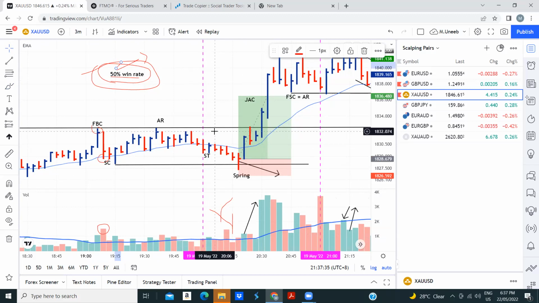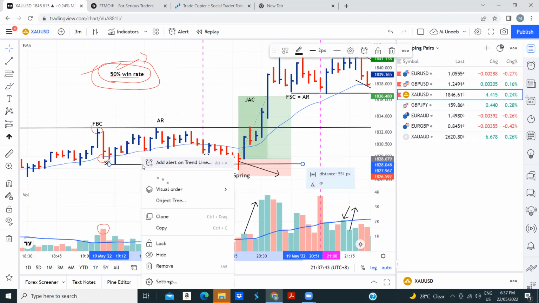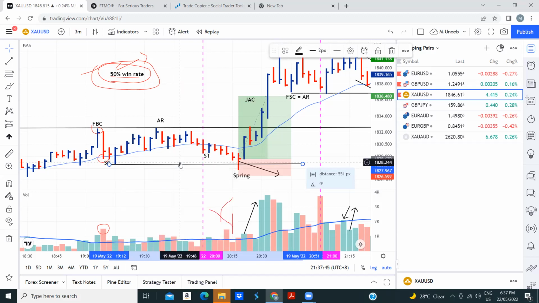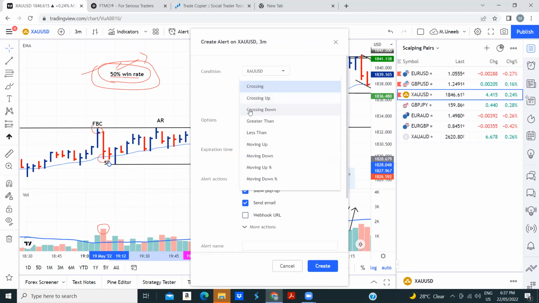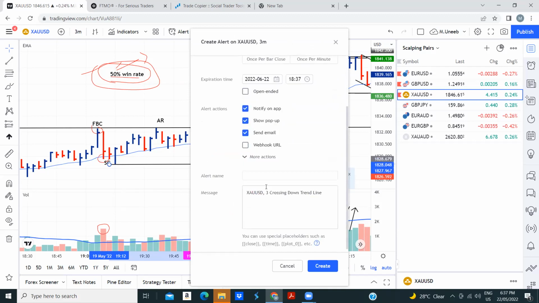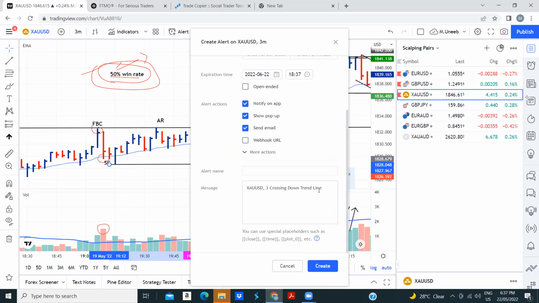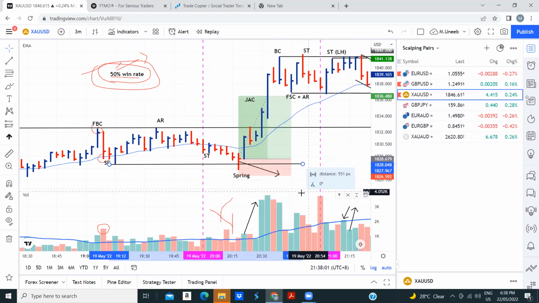So what you can do, you don't need to sit in front of the chart every time. You can see this line, you can click it, and you can add an alert on the trend line. It says crossing below. If the price crosses down, you will get an alert: XAUUSD crossing the downtrend line, and you can place the trade. Now your alert is created.